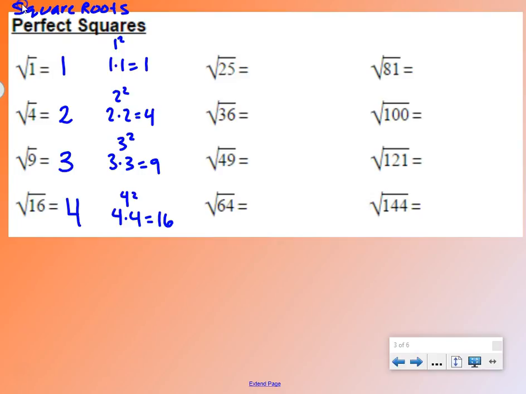The square root of 25 is 5 because 5 squared equals 25. The square root of 36 is 6. The square root of 49 is 7. The square root of 64 is 8. We can keep going. The square root of 81 is 9. The square root of 100 is 10. The square root of 121 is 11. And the square root of 144 is 12. So those are the first 12 integers and then the square roots of their perfect squares.